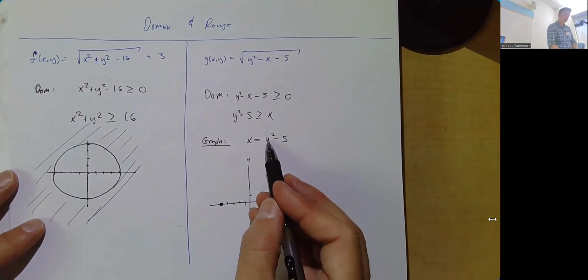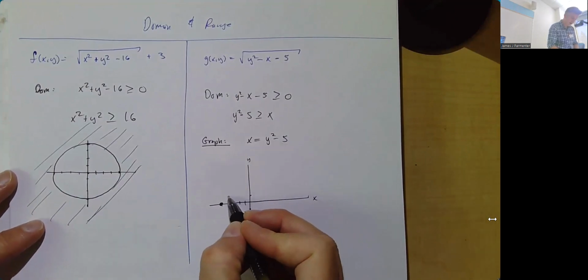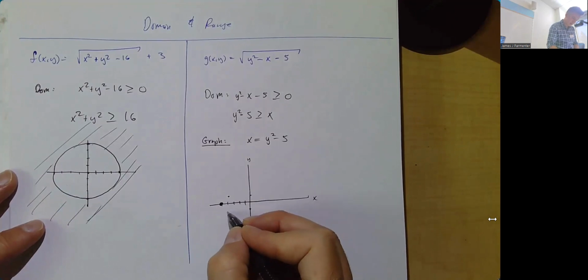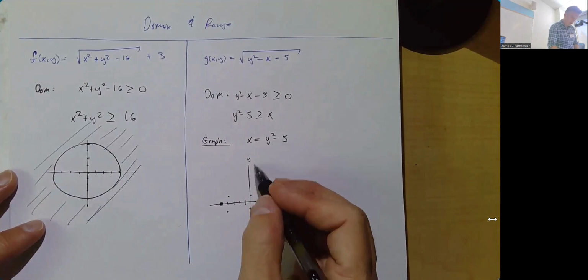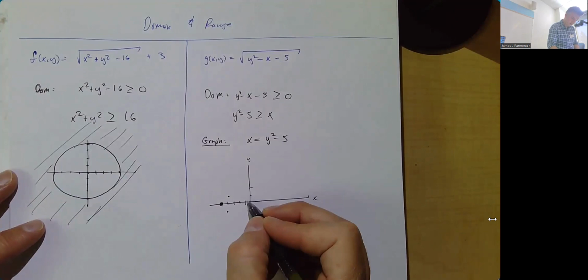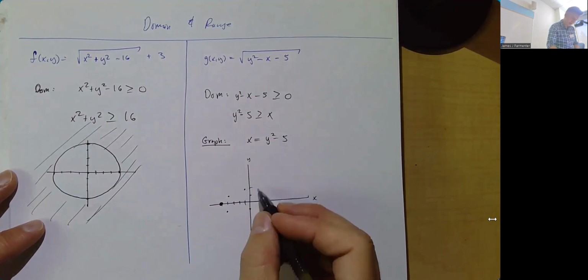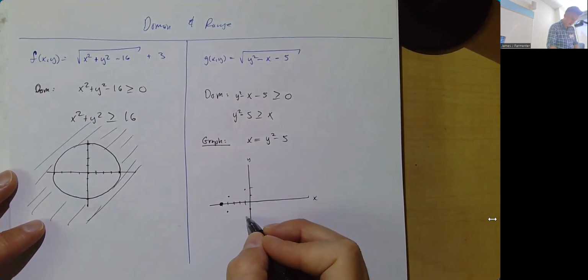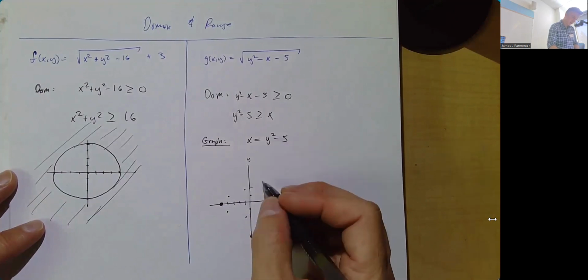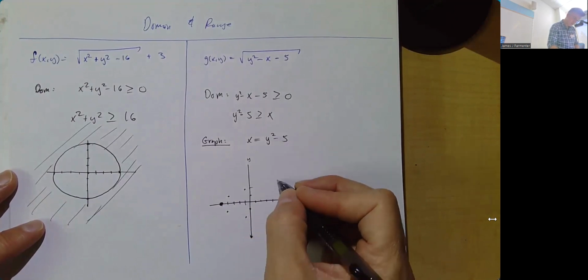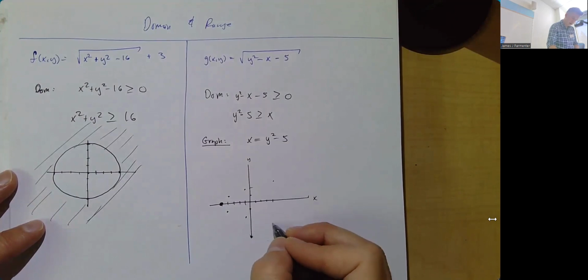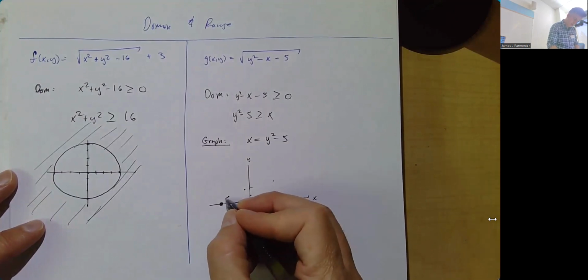If y is 1, x is going to be negative 4. If y is negative 1, x is going to be negative 4. If y is 2, x is going to be negative 1. If y is negative 2, x is going to be negative 1. I think we can start to see, right, if y is 3, x is going to be 4. y is negative 3, x is also 4. So yeah, I think we can kind of see the parabola here.